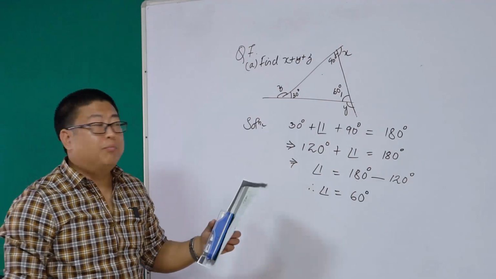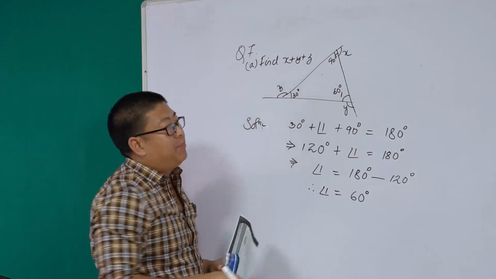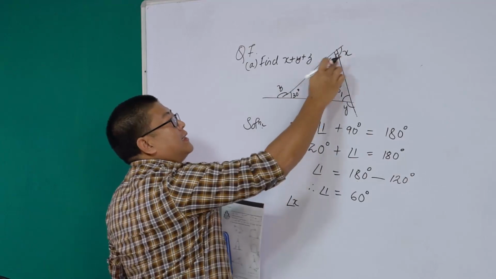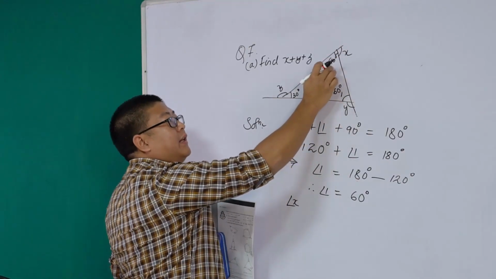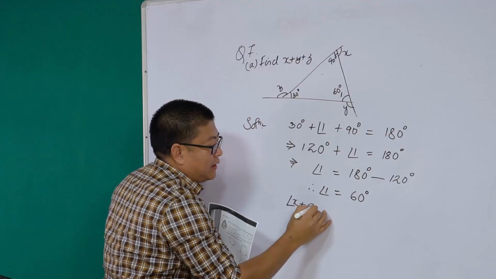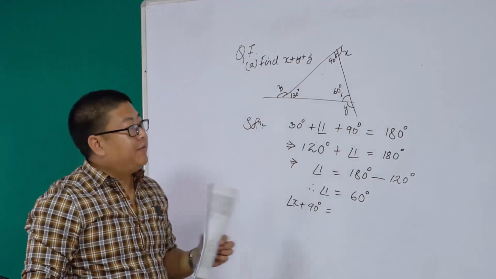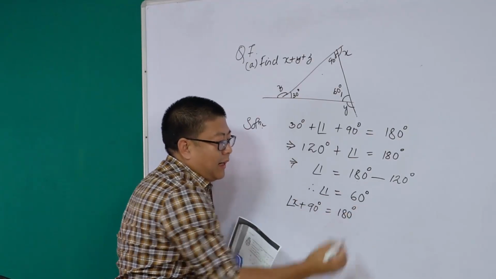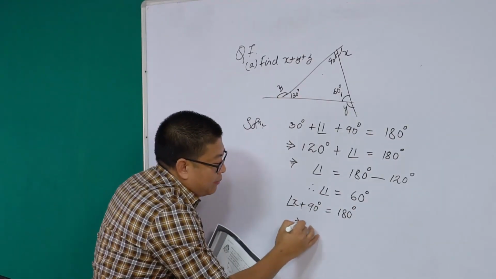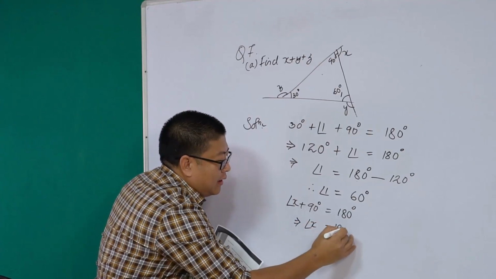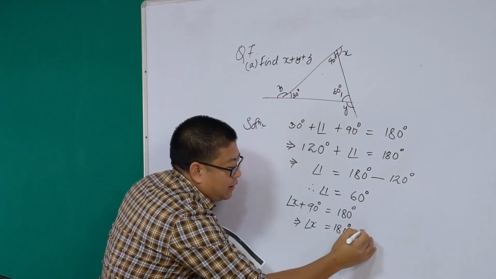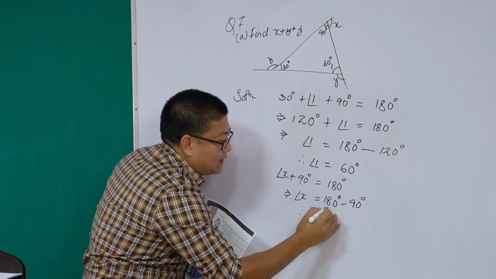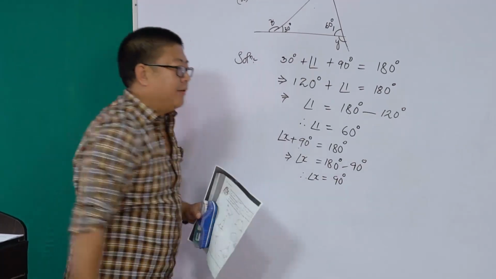Now the rest is very simple. We simply have to know linear pairs. To find x, let's begin with x. x is a linear pair with this 90 degrees. So x plus 90 degrees, as stated in the previous class, linear pairs should add up to 180 degrees. Keeping x as it is and shifting plus 90 to the other side, it becomes minus 90. Therefore, you get x as 90 degrees.